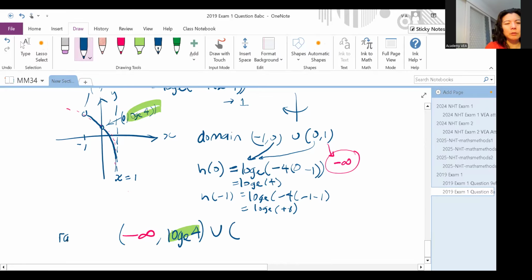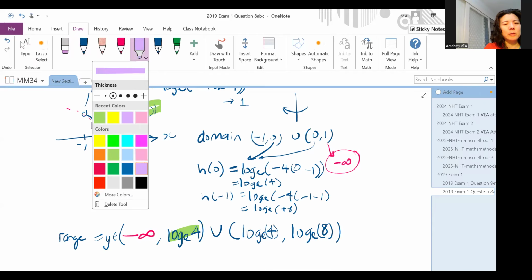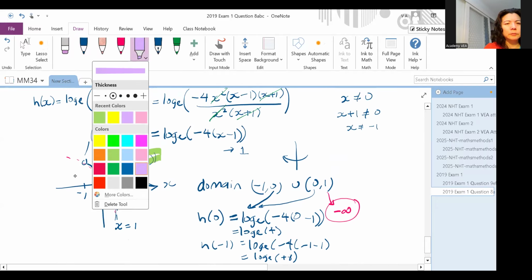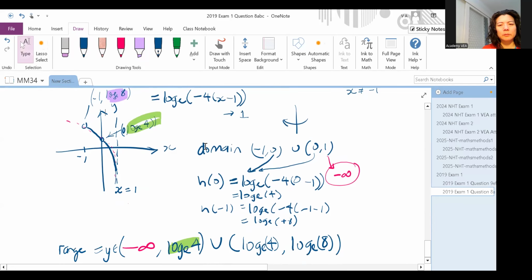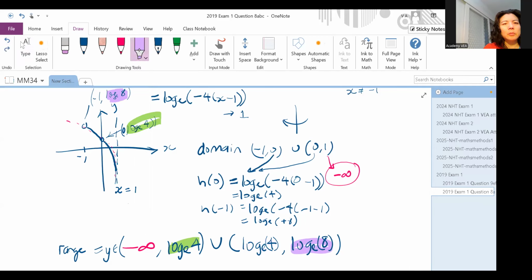union with log e of 4 again, going up to log e of 8, which is, let's say, that number up here. And that log e of 4 is the same. Oops, wrong color. It should be this one. Okay, so that's 8C for you.